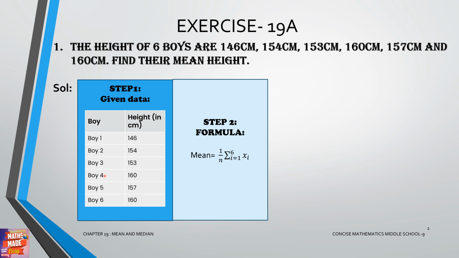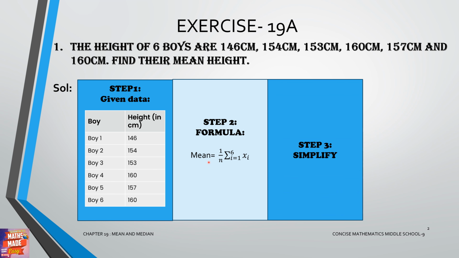First step, you have to write down the given data. The second step would be to write the formula. And the third one would be to simplify. So the third step is to simplify using this formula. Just substitute the values in this formula and simplify. That is the third step. So it is very easy. Let's enter into our problem.